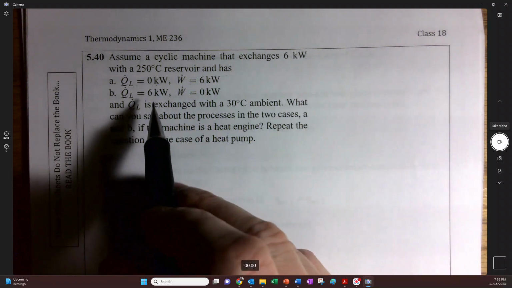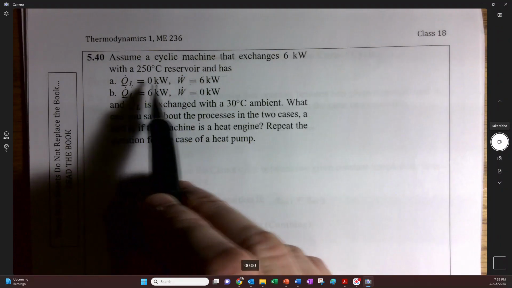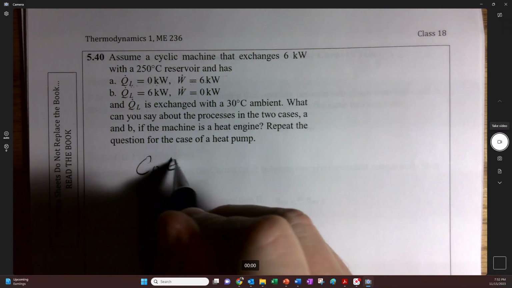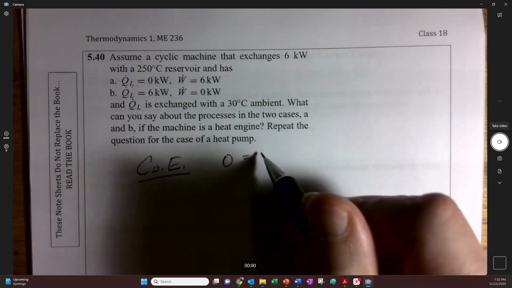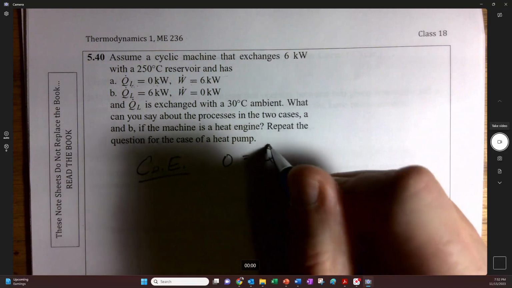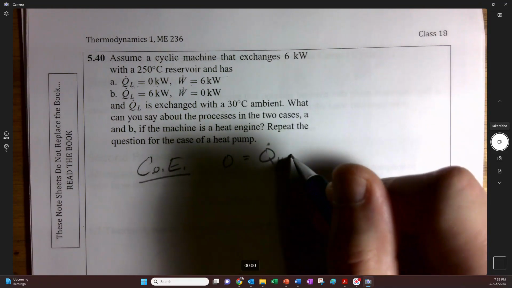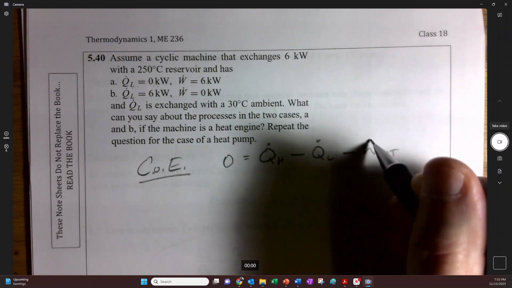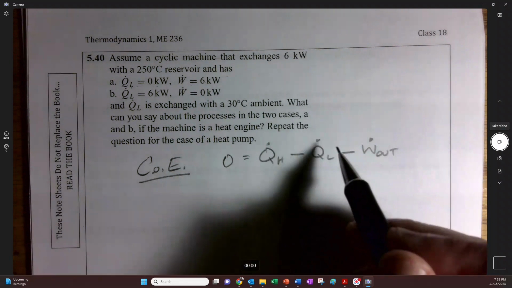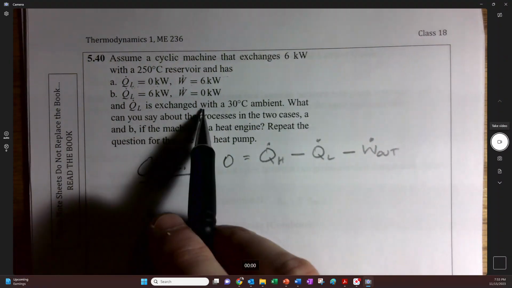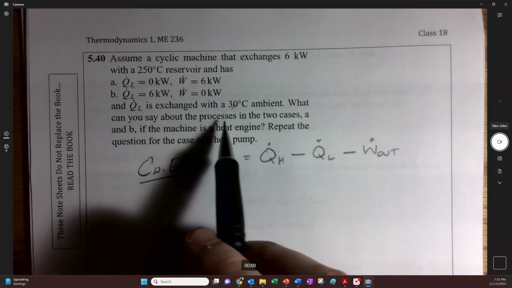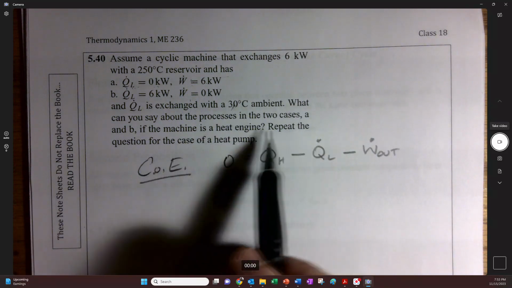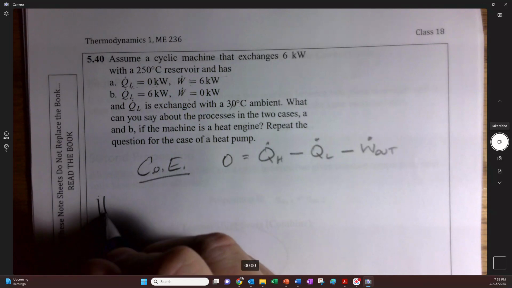And so we have a 0 loss. Here's our main equation, the conservation of energy. We'll say 0 is equal to QH minus QL minus work out. And Q is exchanged with a 30 degree ambient. What can you say about this process in the two different cases, A and B, if the machine is a heat engine, and then repeat if it's a heat pump? So here is a heat engine.